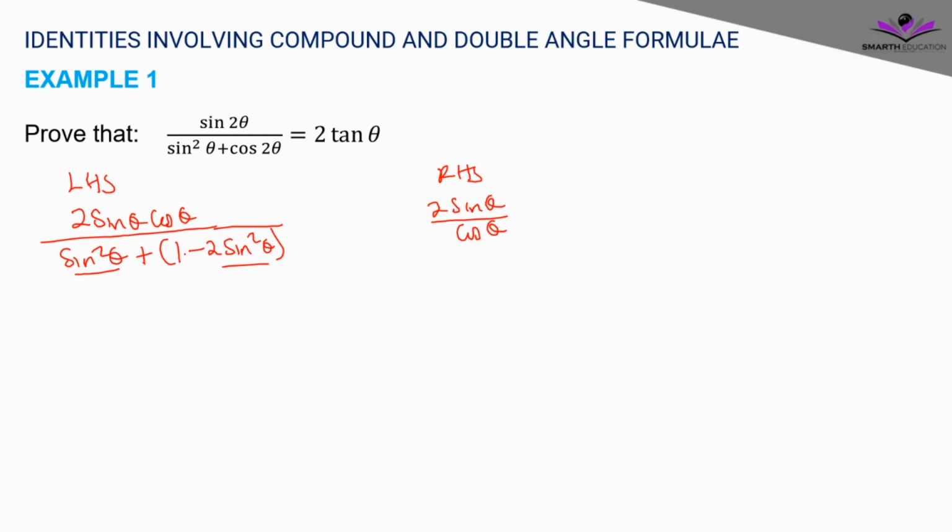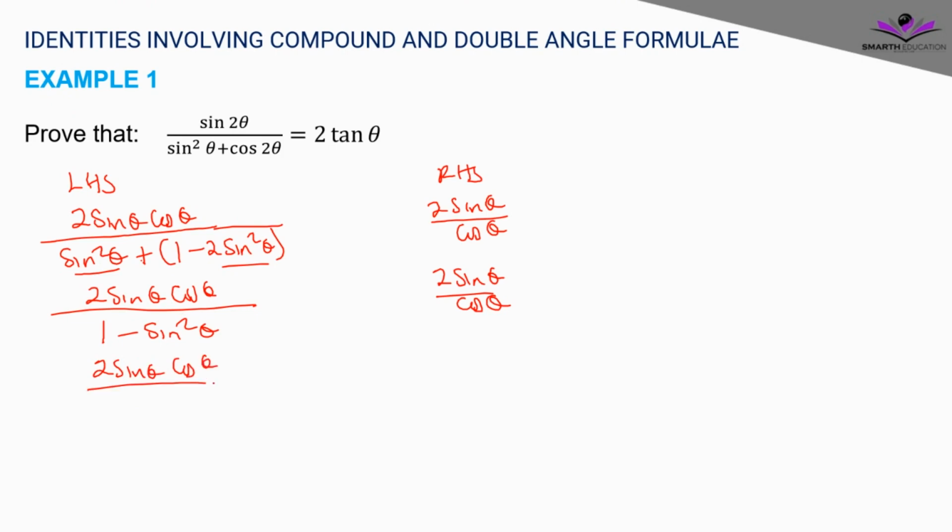Right, let's simplify this first. We can remove this bracket here. It becomes sine squared theta plus 1 minus 2 sine squared theta. What do we get? We get 1 minus sine squared theta. So 2 sine theta cos theta over 1 minus sine squared theta. We discussed that 1 minus sine squared theta is equivalent to cos squared theta, isn't it? From the grade 11 identity that we discussed previously. So we say 2 sine theta cos theta over cos squared theta, then 1 cos theta takes 1 cos theta from this side. We remain with cos theta as the denominator. So we have 2 sine theta over cos theta, and this side we have 2 sine theta over cos theta. We have proved that the left-hand side is equal to the right-hand side.